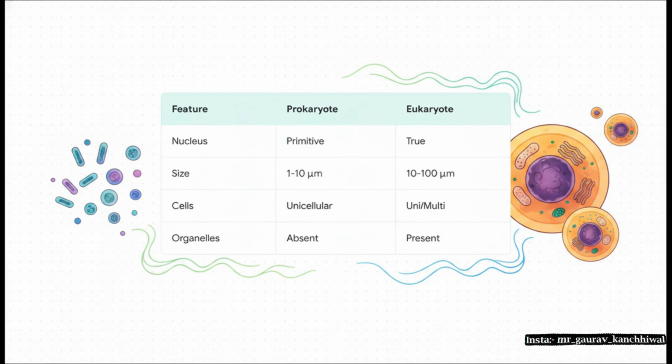Now, what's really interesting about this slide is when you place these domains side by side, the contrast is just stark. Look at the scale here. A typical prokaryotic cell is just 1 to 10 micrometers in diameter. Tiny. Eukaryotes, on the other hand, are absolutely massive by comparison. We're talking 10 to 100 micrometers. And while prokaryotes usually operate as these solitary unicellular creatures, eukaryotes are what build the vastly complex multicellular organisms we see all around us every single day.